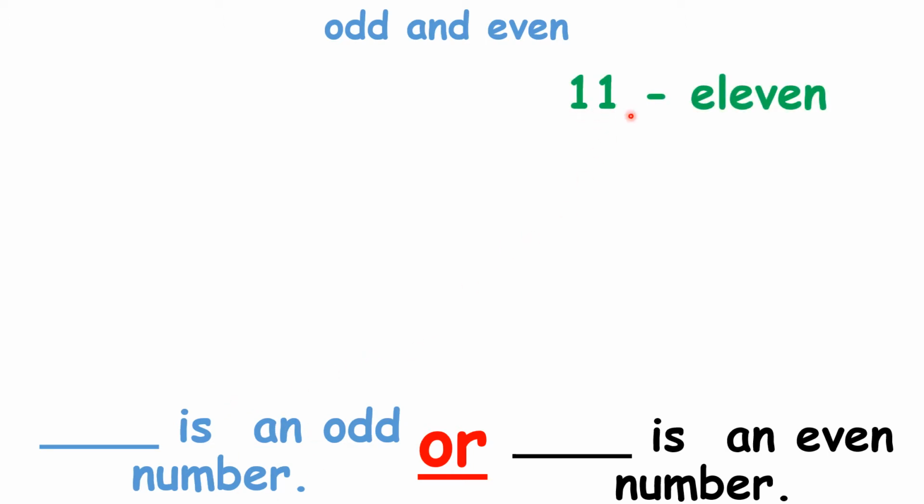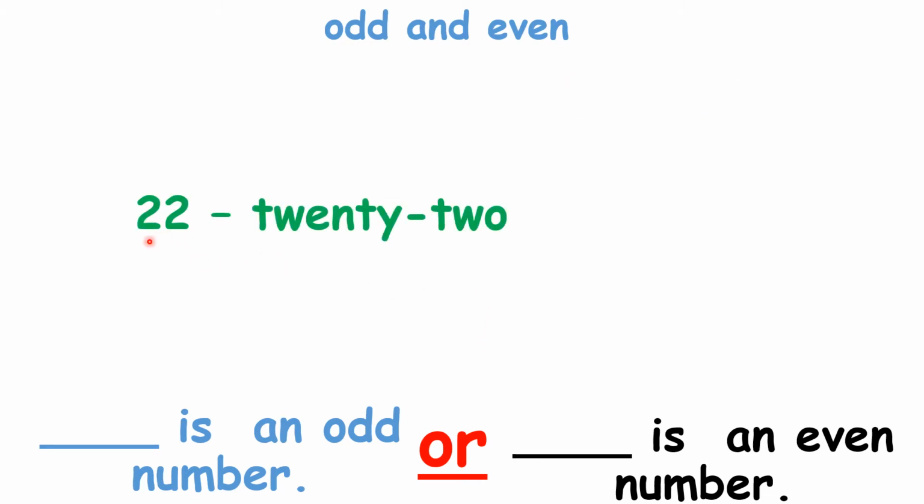How about 11? 1 and 1. 11. Is it an odd number or an even number? Even number? No, it is not an even number. It is an odd number. 11 is an odd number.